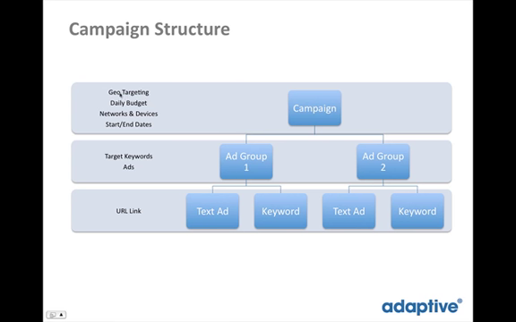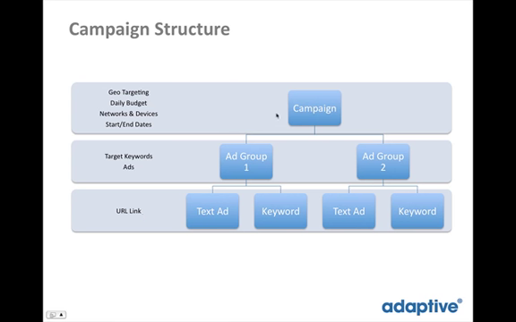Now, at campaign level, you can decide what geographic area you'd like to target, what your daily budget should be, what networks and devices you'd like to target, so whether it's just on Google or also on the search partners, and whether you'd like to include mobile phones, and you can decide your start and end dates for the campaigns. At ad group level, you can choose which keywords you want to target within that ad group and what the text ads should be. And then at ad group level, you choose where you'd like the ad to link to.